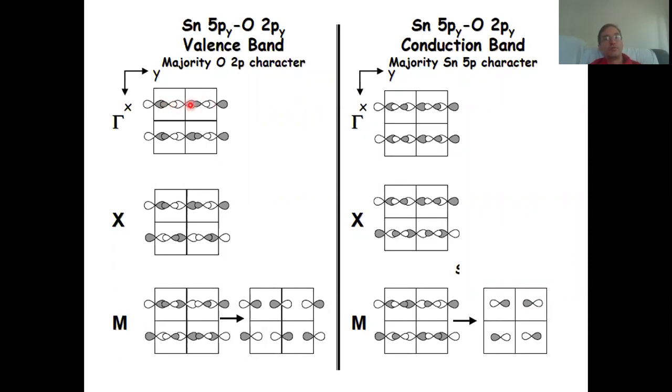Of course, if we flip the algebraic signs of all the 2p orbitals, and that is shown here, we will create the crystal orbital, which represents the most interbonding situation possible. So the orbital, which has tin 5p character, will be completely interbonding, whereas the crystal orbital, which has oxygen 2p character, will be the most bonding.